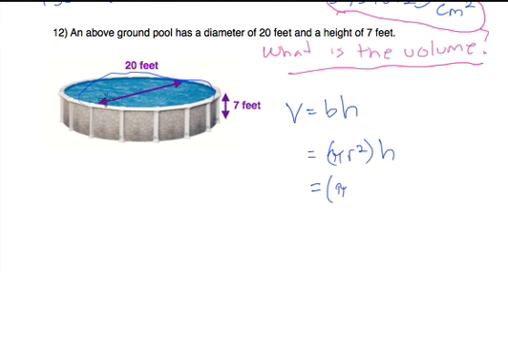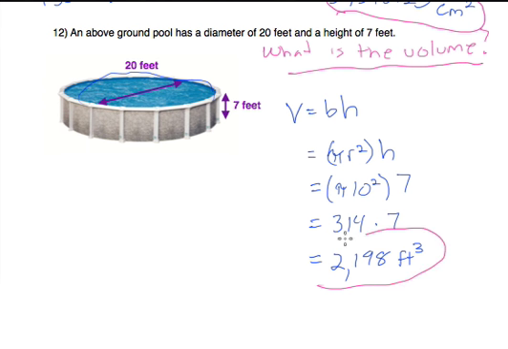Pi, what is r? Well, if the diameter is 20 feet, then r is 10. That's 10 squared, times the height, which is 7. 10 squared is 100. 100 times pi is approximately 314. And you multiply that by 7. 314 times 7 gives you 2,198. What is this, feet? Feet. And then because it's 3-dimensional, we say feet cubed. And there we are.